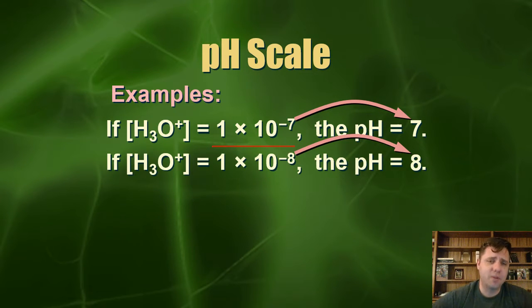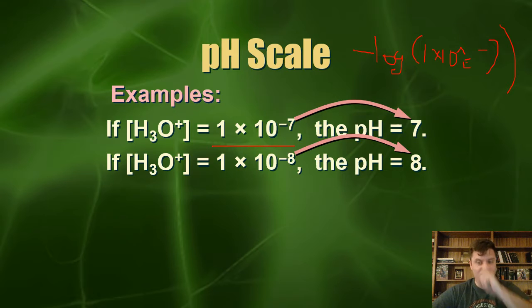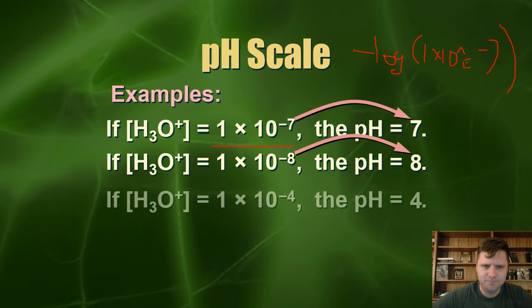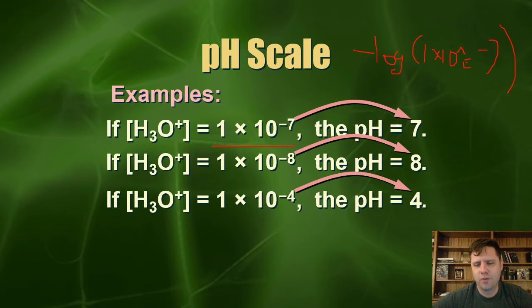Or here, if you do the same thing with this number, again, it's negative log of 1 times 10, and then you write your caret or your e, depending on which one you have on your calculator, negative 7. You'll get this answer, 7. And if you put 8 there, you would get 8. Or if it was 4 there, you'd get 4.